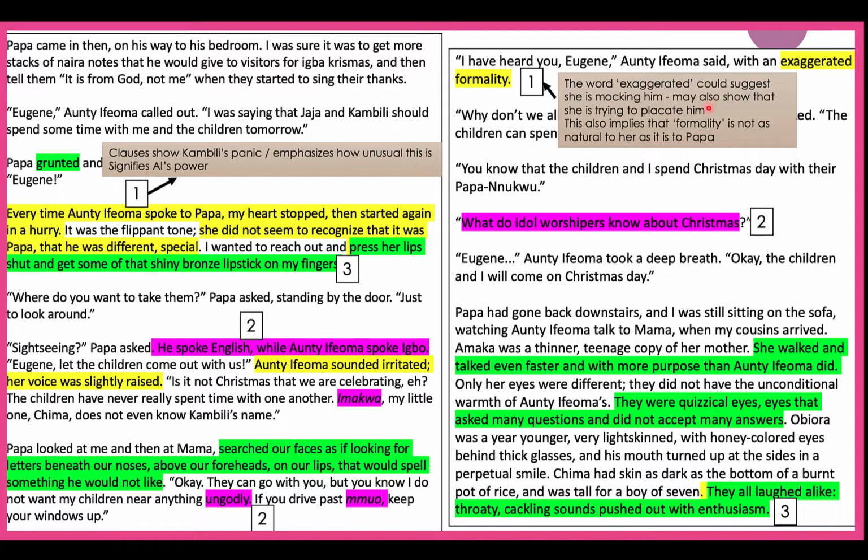Perhaps it suggests that she's mocking him. It's exaggerated, so maybe she's going a little bit too far with this to mock him, which is something that nobody else is able to do. Or it could show that she's trying to placate him because she knows that he is quite a formal person, and he does kind of represent this; she does call him a product of colonialism, so he does prefer Western ways of being. So maybe she is trying to placate him by acting in a way that she knows he would respond to. So I've got multiple interpretations there.